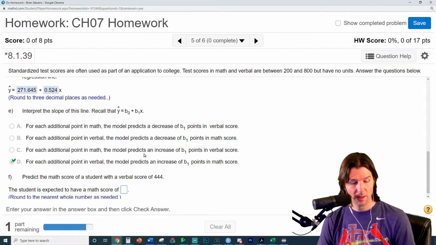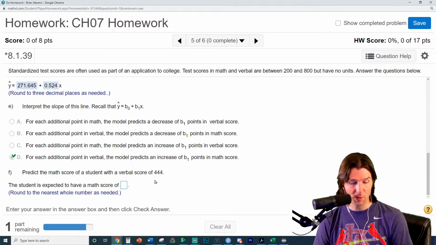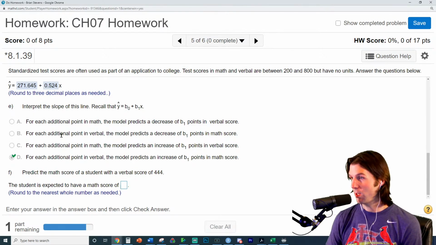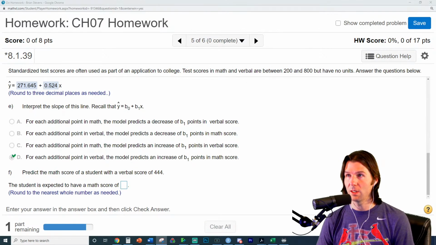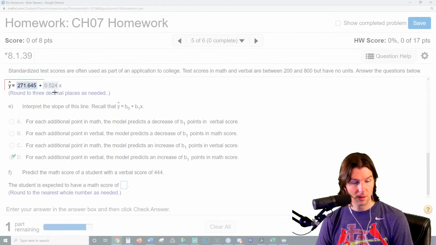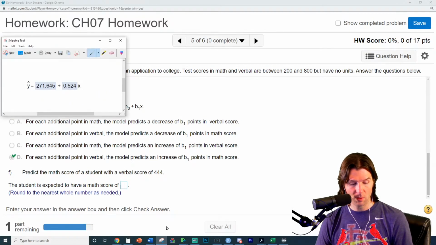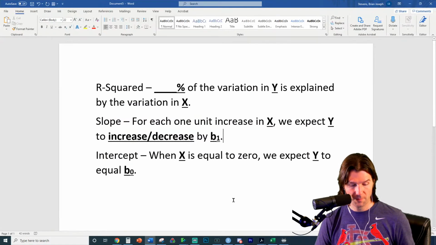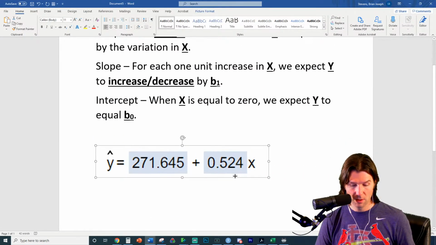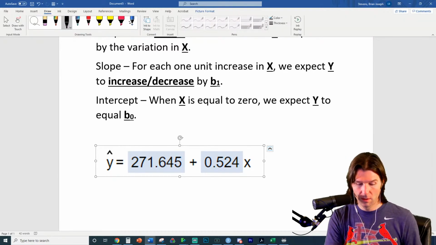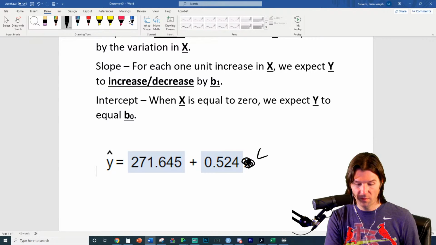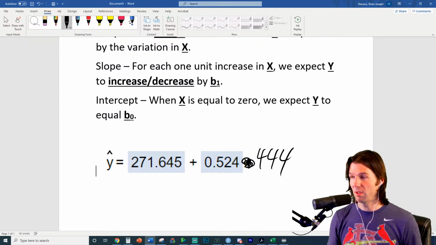And make sure to know your interpretations, put them on flashcards, and understand how to use them. Very important right there. The student, we are going to make a prediction right now. The student made a 444 on their verbal portion. So what we do is we take this equation right here. We take this equation, and with this equation, we're going to bring it over to Word. We're going to drop it in here into Word, and then we're simply going to put 4, 4, 4, and we're going to solve it.